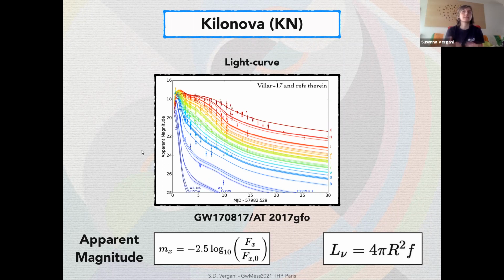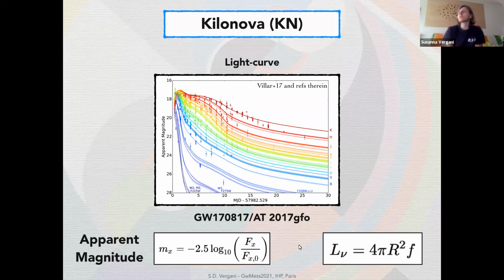And it has this counterintuitive peculiarity: fainter objects have larger values of apparent magnitude, okay? So this is bright, this is faint. And you can see that our light curve of the kilonova decays with time.